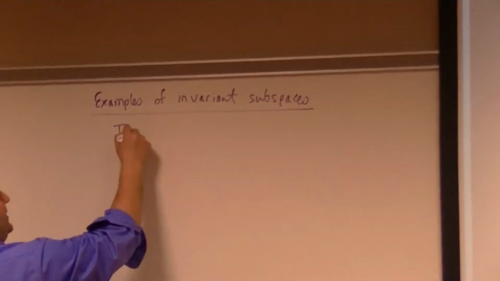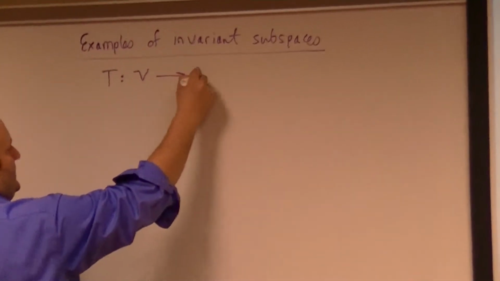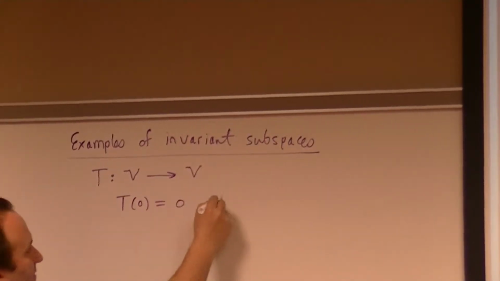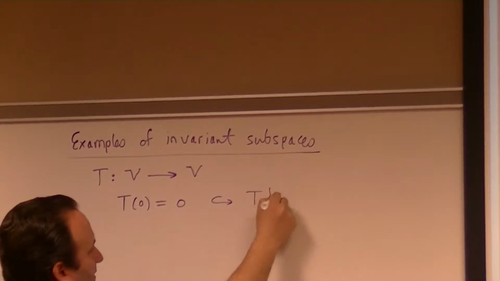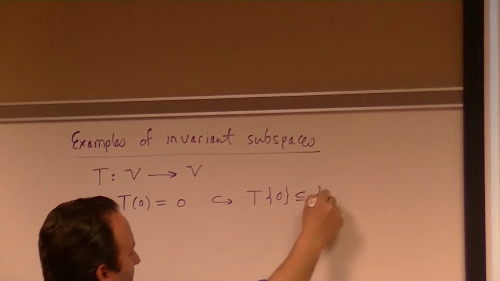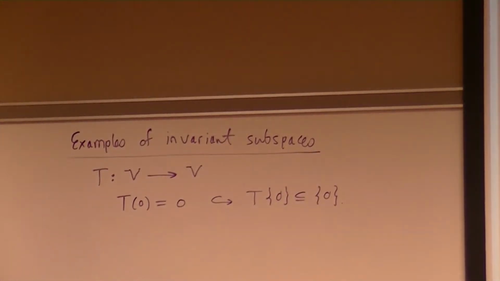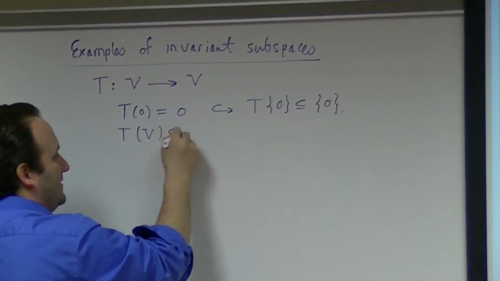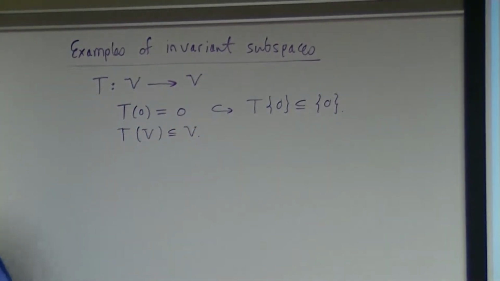So if I have T a linear transformation from V to V, there's two really obvious ones. How about this? T of 0 is equal to 0, right? So 0 is an invariant subspace. How about the range of T? Well, by assumption, T maps into V, and we proved before that the range is a subspace, so it's a subset of V. So V itself is an invariant subspace, kind of silly.